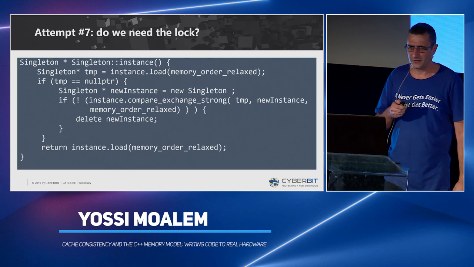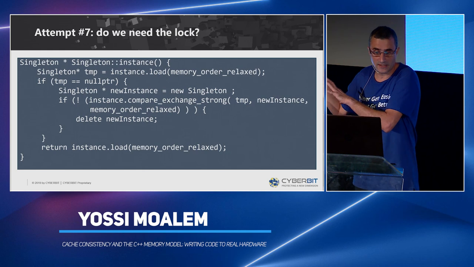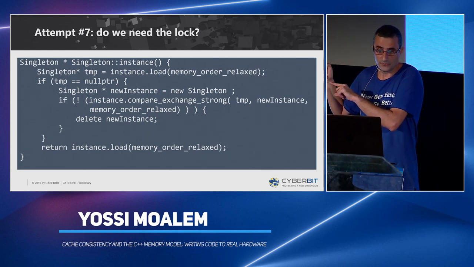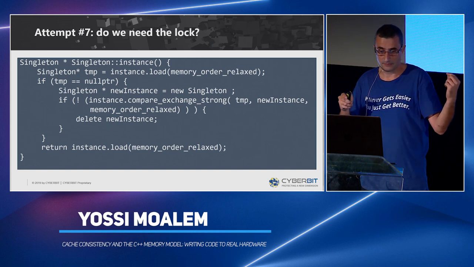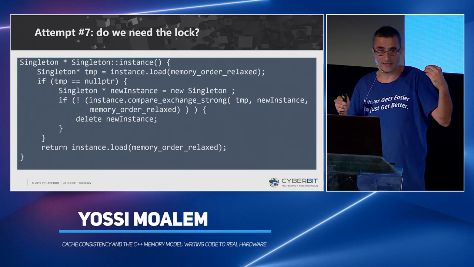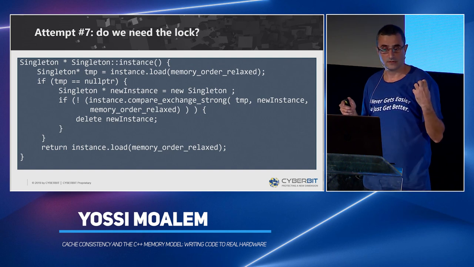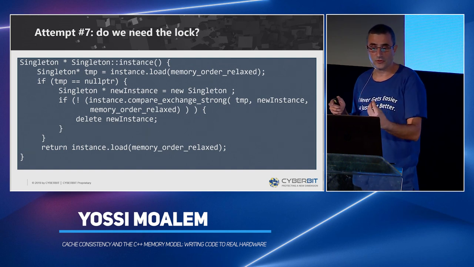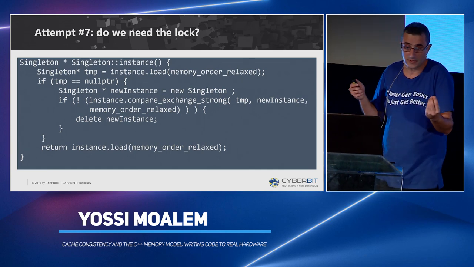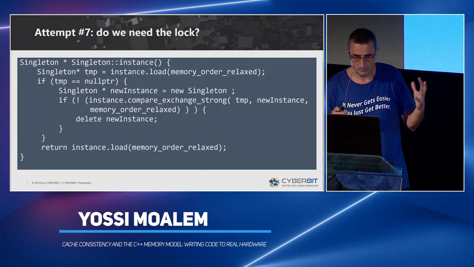Let's look at this one. I'm just checking temp. If temp is null, I'm just creating the singleton already. And then I'm using compare exchange strong to set it into the instance. If I failed, it means that someone beat me to it and someone already set instance to its own copy of my singleton, so I delete it. It's very important to use compare exchange strong in this case. I'm not allowed to fail spuriously. So this is another option.